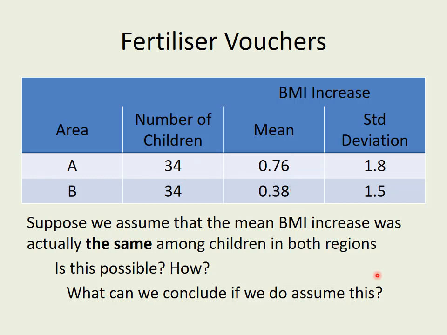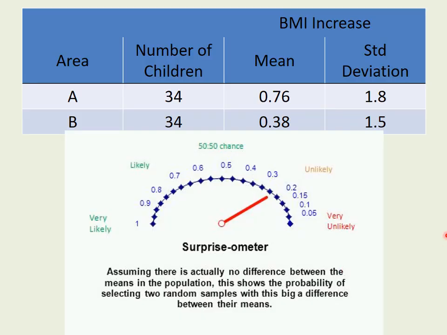So what we do then is we assume that this is true, that in actual fact in the whole of region A and B, the mean BMI increase was the same. If we conclude that, then we can do a calculation which gives us this. I will show you how you calculate this later on, but it gives us what I call a surprisometer, which measures how surprising it is.